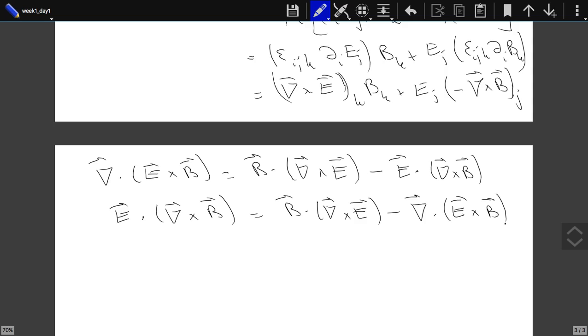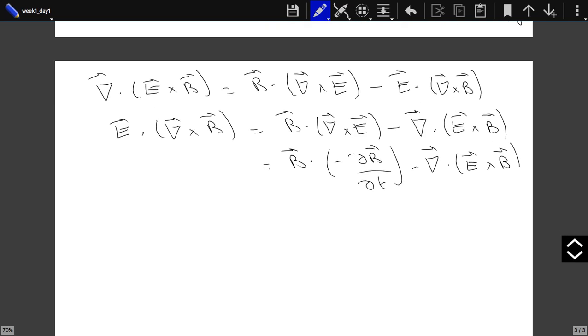Now let's remember our Maxwell's equations. What was the curl of E? Minus del B by del T, minus the divergence of E cross B. Well, great. Now we have another derivative, a time derivative. This is minus del by del T of 1 over 2 B squared, minus the divergence of E cross B.